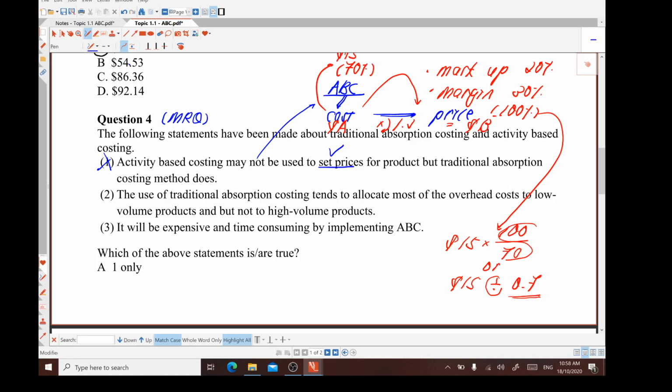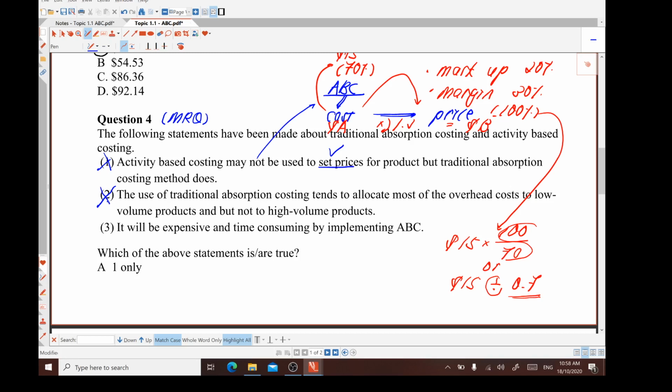Now, number 2, the use of traditional absorption costing tends to allocate most of the overhead cost to the low volume products, but not to the high volume products. This is another incorrect statement. With the use of the traditional overhead cost method, because they follow either the machine hour or the labor hour, it tends to absorb higher overhead cost to the high volume product.